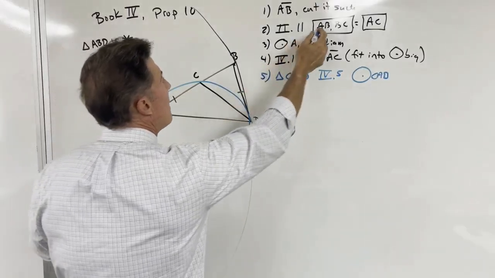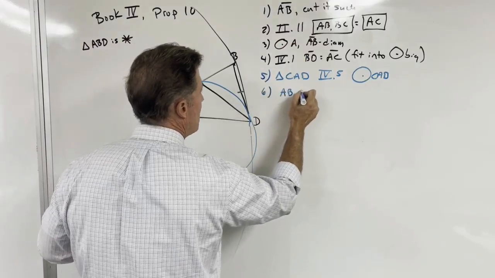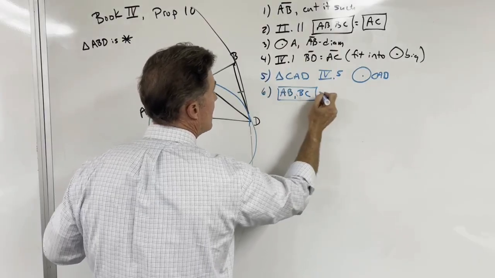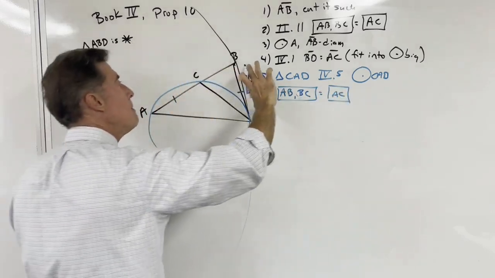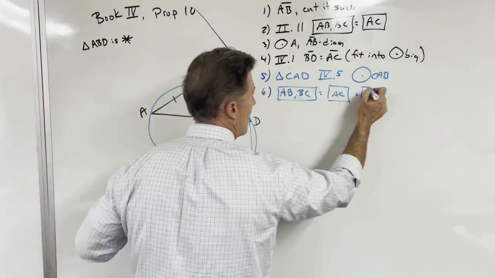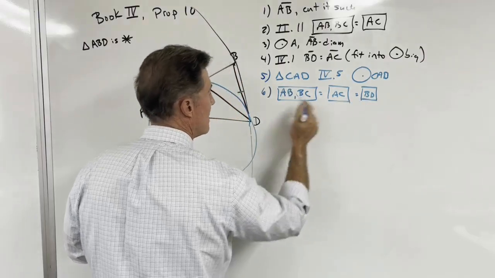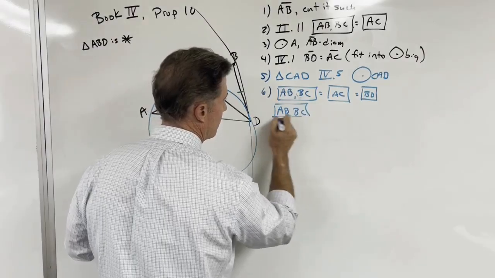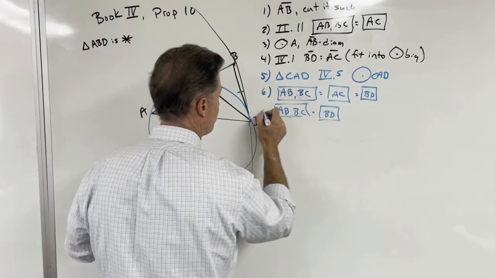Okay, so now let's go back to this. We know that the rectangle AB, BC is equal to the square on AC. But AC, remember, is equal to BD. Therefore, the square on BD is equal to the square on AC. So we can substitute this in, and we can get AB, BC is equal to the square on BD.